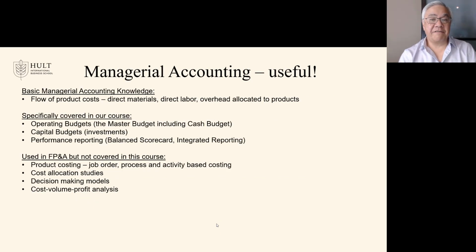All right, next is the subject of managerial accounting. It's useful. Some of the basic information from managerial accounting we may just know and be part of our underlying thinking, like the flow of costs, materials, labor, manufacturing process. Others would relate to things that we will specifically cover in this course, such as operating budgets, sometimes called the master budget, or capital budgets, which are the major investments, or performance reporting, like balanced scorecard or integrated reporting. So we'll do that specifically in this course. There are other things that are used in FP&A, but not covered in this course.